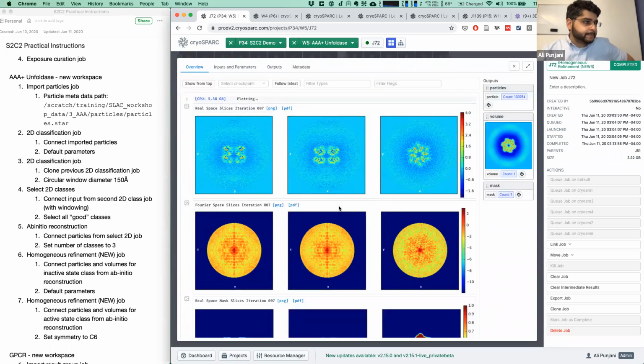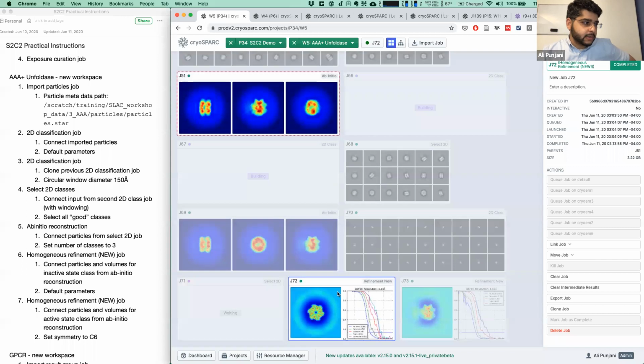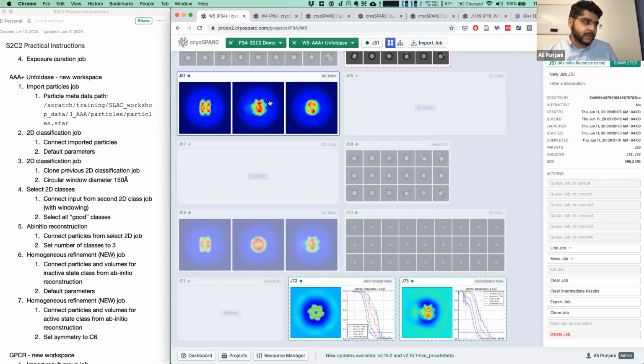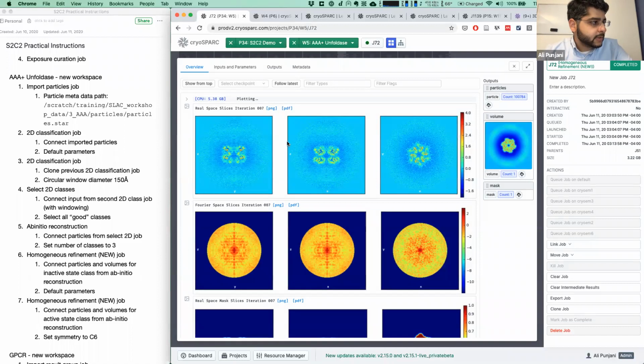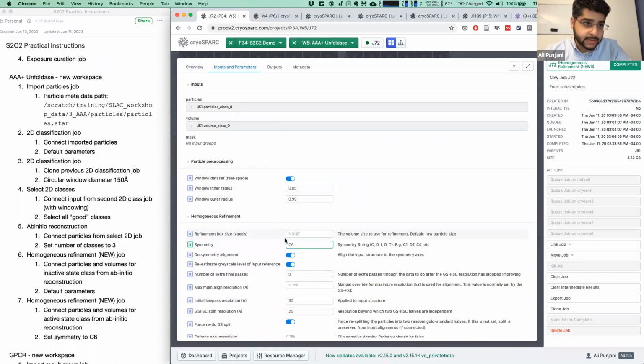So in one of them, in my case, for everyone who's following along in the practical, you would have done this in your own project, and for everyone at home, you can just watch what I'm doing. This refinement, we started from one of the classes of this 3-class Ab-initio reconstruction. That was the class that had the symmetric structure. And that refinement with symmetry enforced, if you recall, the parameter that we set was to enforce C6 symmetry.